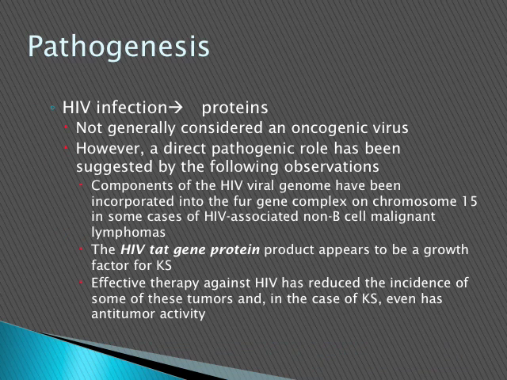And also, although HIV is not itself considered to be oncogenic, HIV proteins have played a role in pathogenesis. And these are just study findings which kind of prove this. Components of the HIV viral genome have been incorporated into the FIR gene complex on chromosome 15 in some HIV-associated non-B-cell malignant lymphomas. Also, the HIV TAT protein has been shown to be a growth factor for KS, and just simply knowing that effective antiretroviral therapy does lower the incidence of these malignancies.